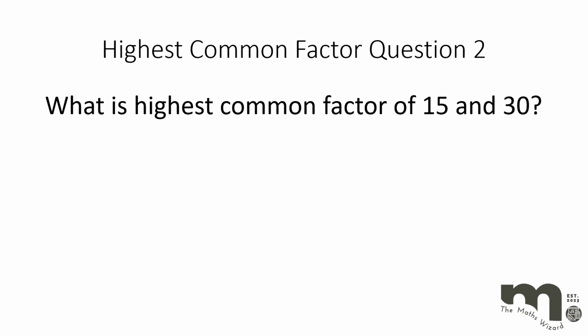Okay, so your answer for this one then is 15, and you can save yourself a bit of writing on this one. So if we look, the lowest number we've got is 15. Well, does 15 go into 30? You do 30 divided by 15, you get 2, which tells you that it does. So if that lower number goes into the higher number, you know straight away that that is the highest common factor.